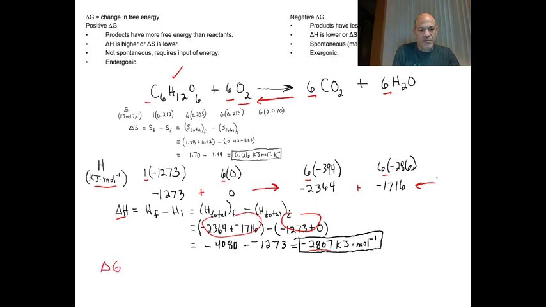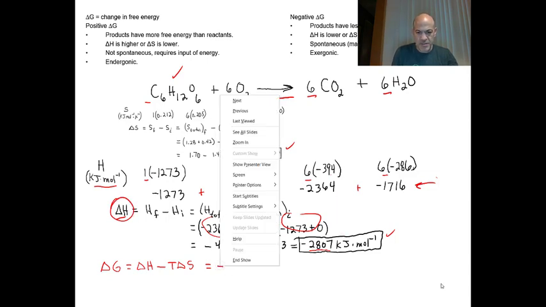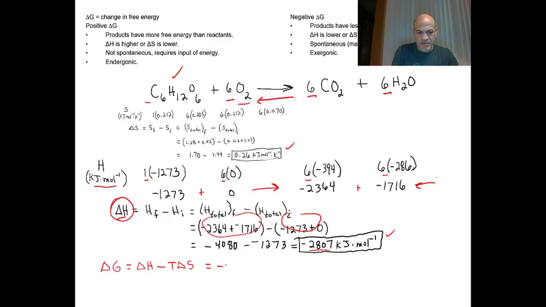The other form of the equation for free energy, G, is related to the change in the enthalpy, which we just figured out, minus the quantity that is the absolute temperature times the change in the entropy, which we figured out earlier was positive, more disorder. Okay. So if I substitute those numbers, because we just figured out the change in enthalpy, it is minus 2807, and that's kilojoules per mole.